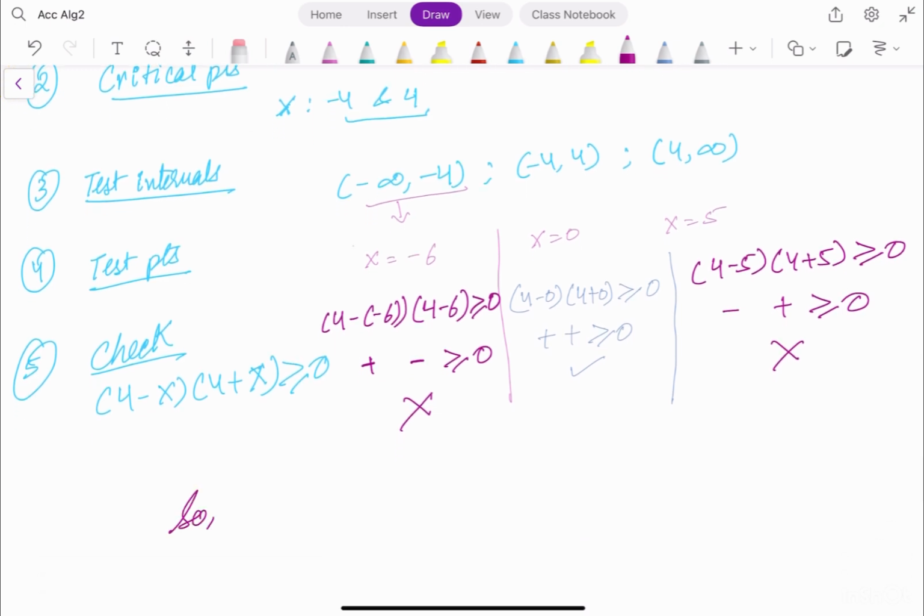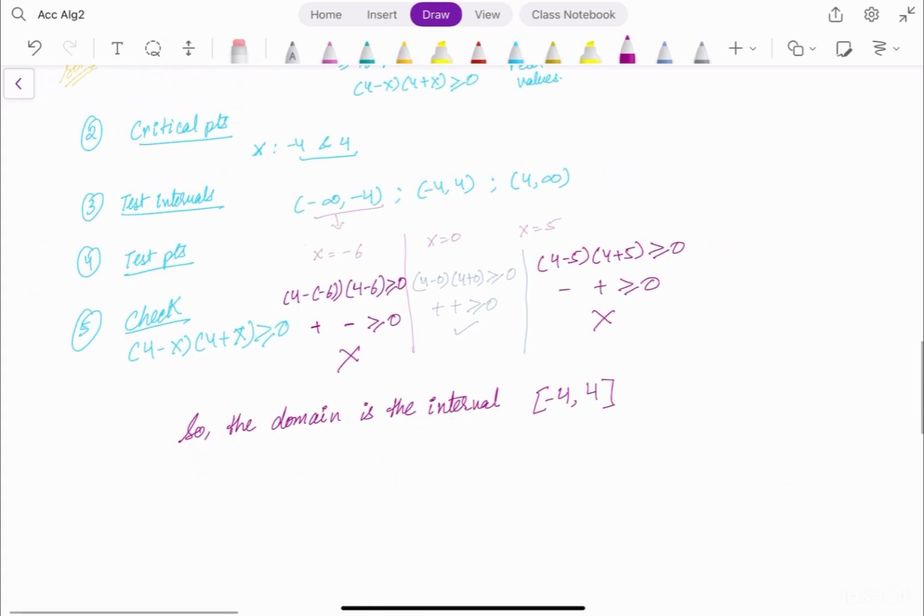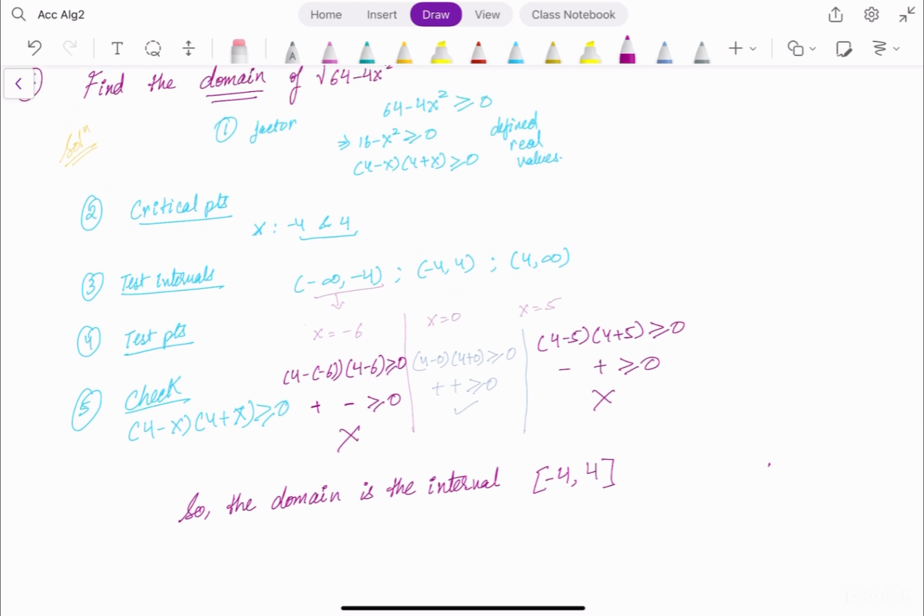So the only inclusion part, the domain is, now because negative 4 and 4 is selected, so we have the domain as negative 4, comma 4, because the inequality has the equal to sign. That's why we can use the closed interval, because the problem says greater than or equal to. I hope this has been helpful, and please practice more. With this we are done with chapter 1, and I will see you with chapter 2 videos.